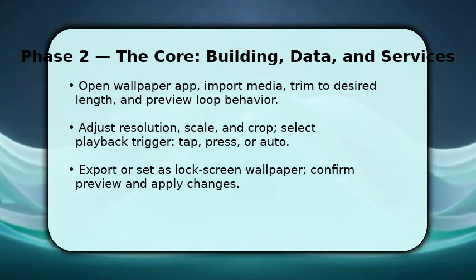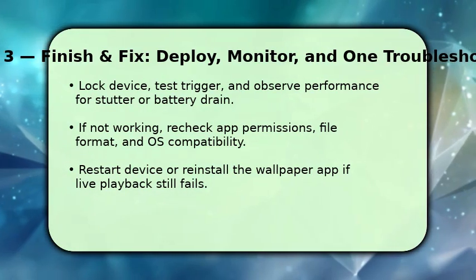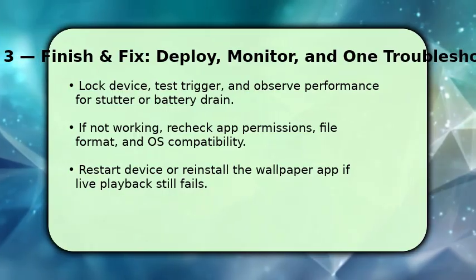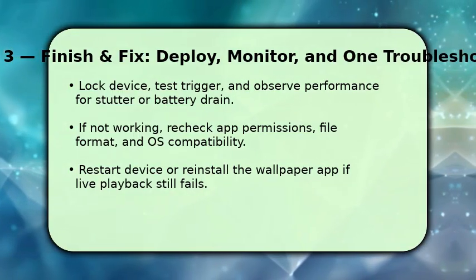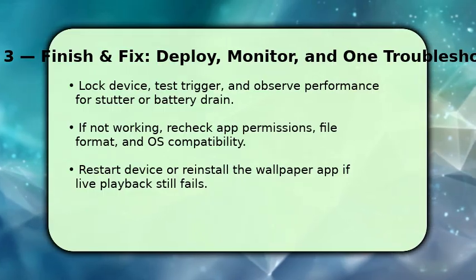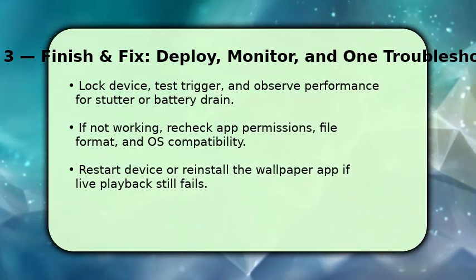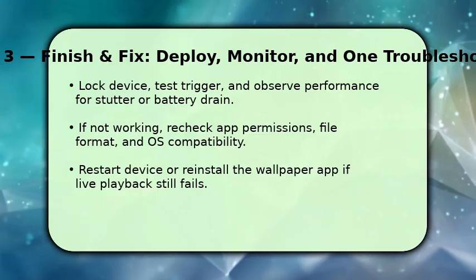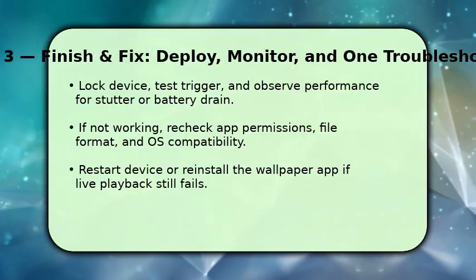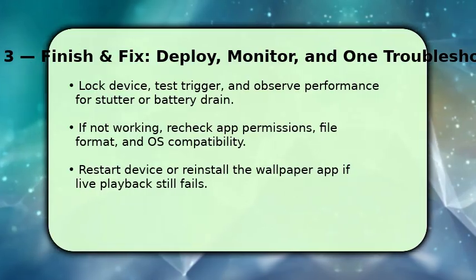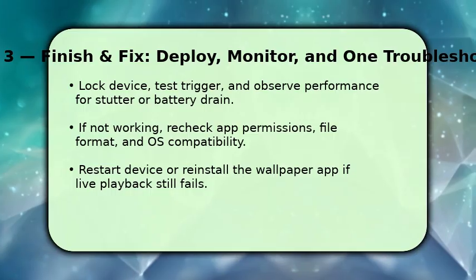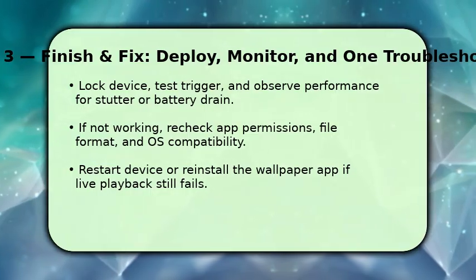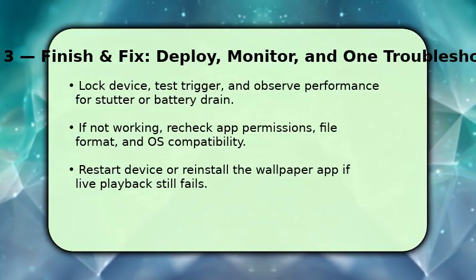You finish by locking the device and testing the trigger to confirm the live wallpaper plays correctly. Watch for stutter or excessive battery use. If playback fails, make sure the app still has permission to access photos and that the file format matches what the app accepts. Also verify your OS supports live lock screen motion. If problems persist, restart your device, and as a last resort, reinstall the Wallpaper app. This often clears cache issues and restores.